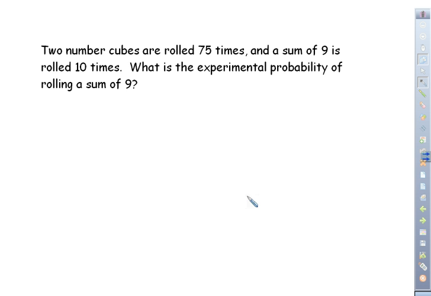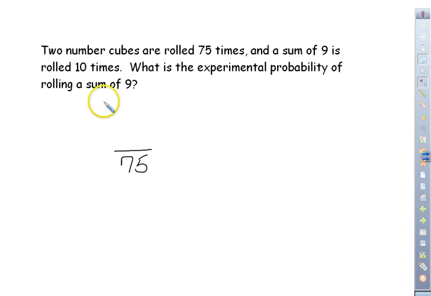So the 2 number cubes are rolled 75 times, and it says that a sum of 9, meaning adding the 2 numbers that come up on each of the number cubes together, is rolled 10 times. The experimental probability of rolling the sum of 9 is based on the data that they gave us. If they rolled it 75 times, that's going to be my denominator.